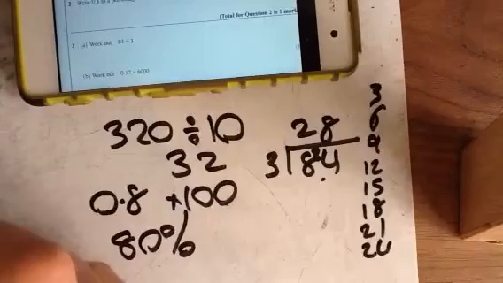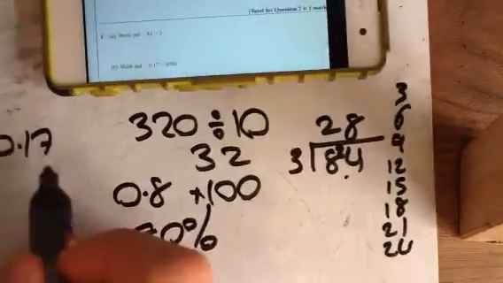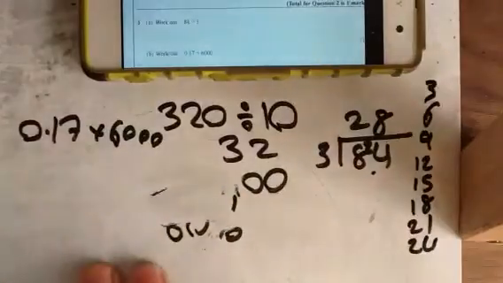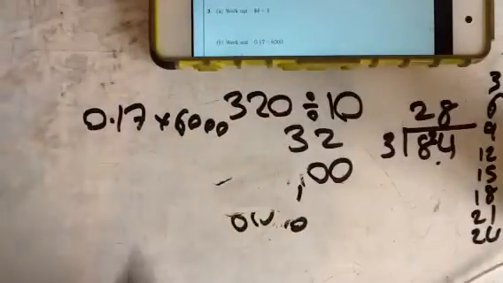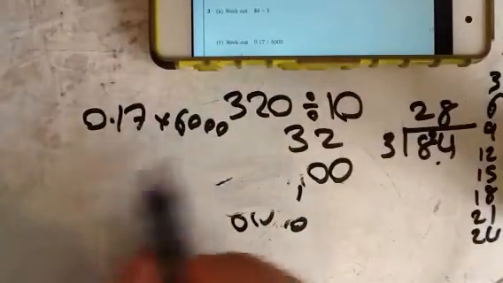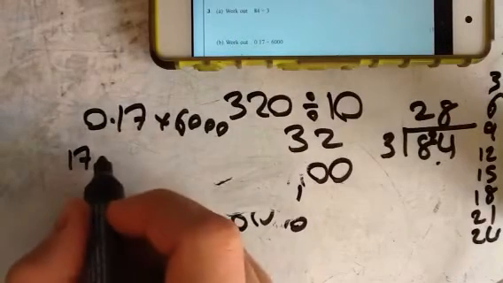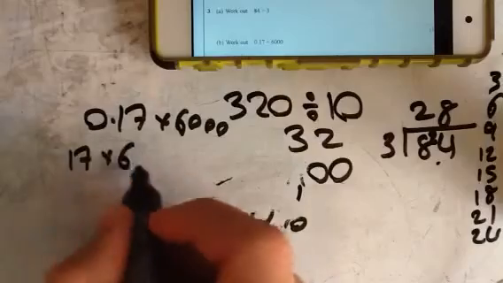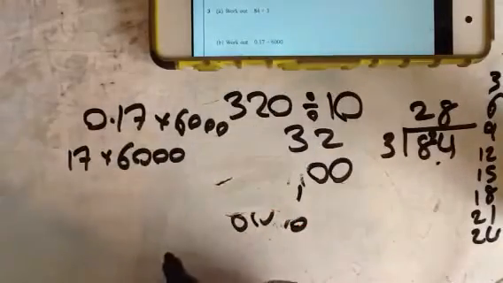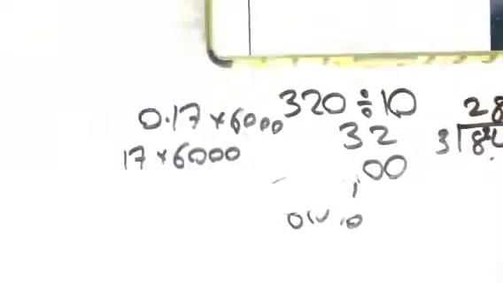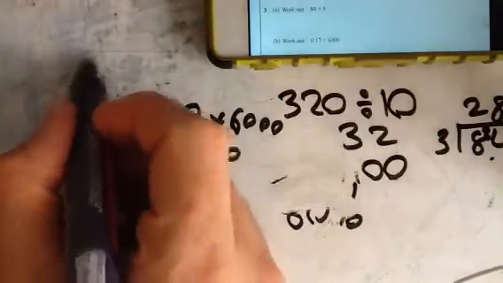Work out 0.17 times 6,000. Now, questions like this, I like to just ignore the decimal places and all the numbers. Okay, so I've actually got 17 times 6,000. Okay, 7 times 6 is a bit of a hard times table, I might not know how to do that, so I'm going to write my 6 times table 7 times.